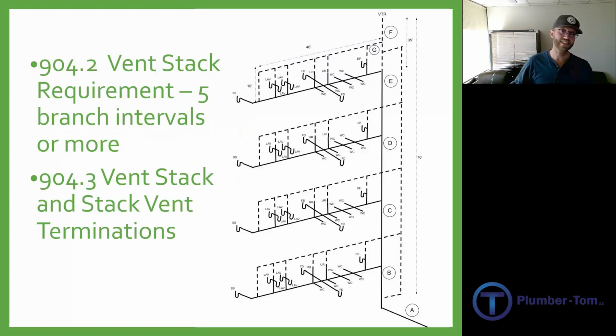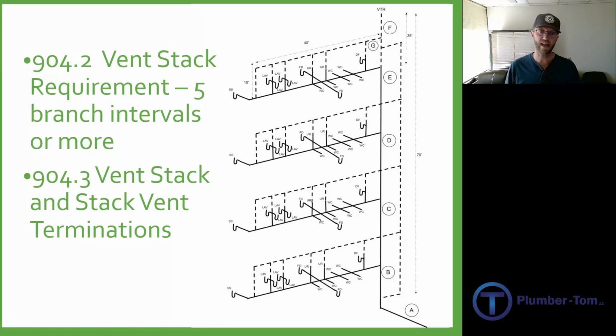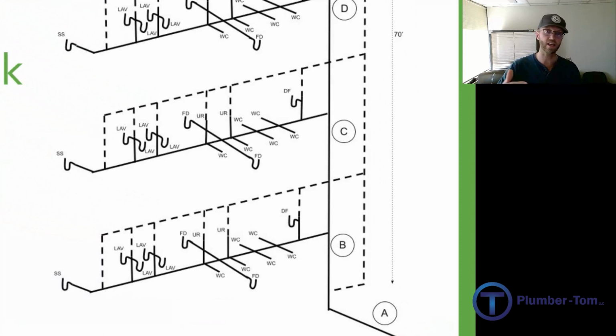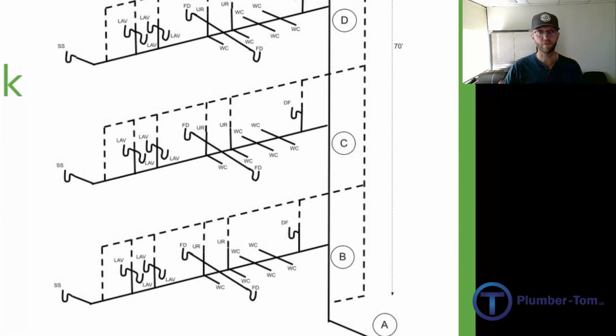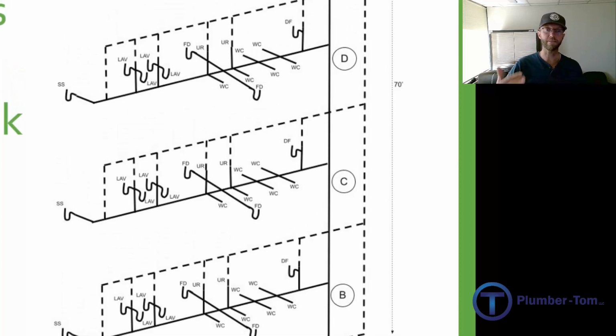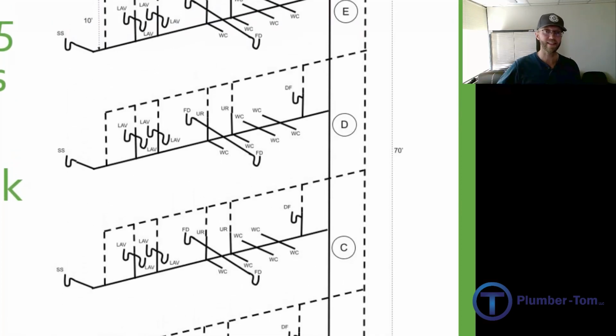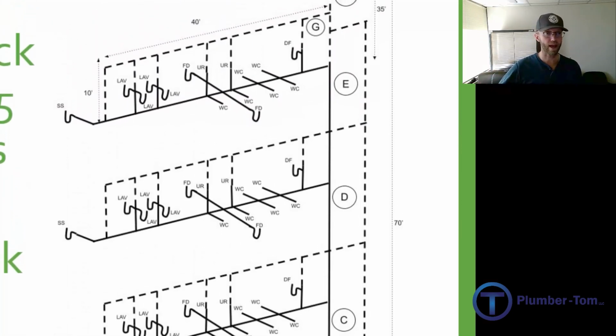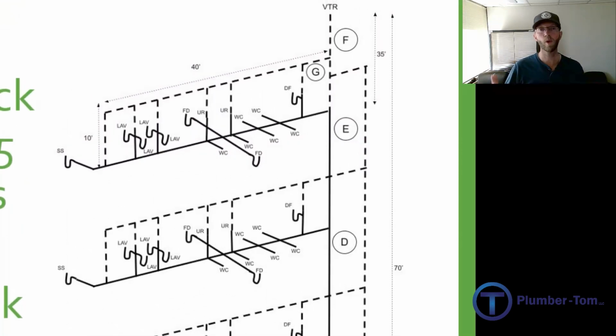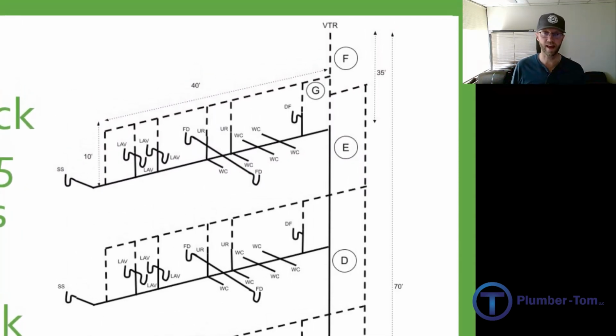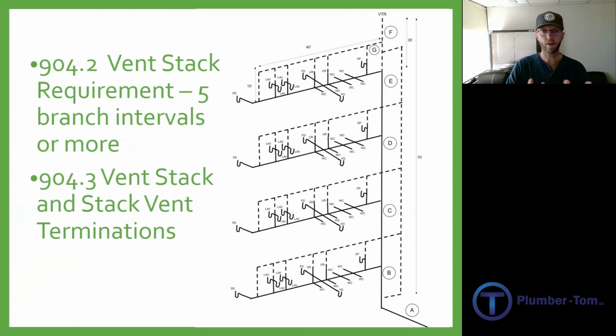904.2 says that vent stacks are required after 5 branch intervals. So 5 or more, is where you would need a vent stack. If you look at the diagram here, we have a series of branch intervals, different floor levels with a variety of plumbing fixtures on each level. As that building gets taller, and once we pass 5 branch intervals, then we would be required to have a vent stack. Okay, I will point out there are only 4 branch intervals here, and you can have a vent stack with less, but the requirement is at 5.